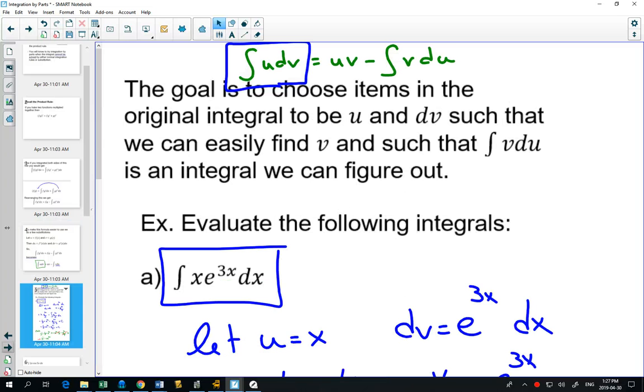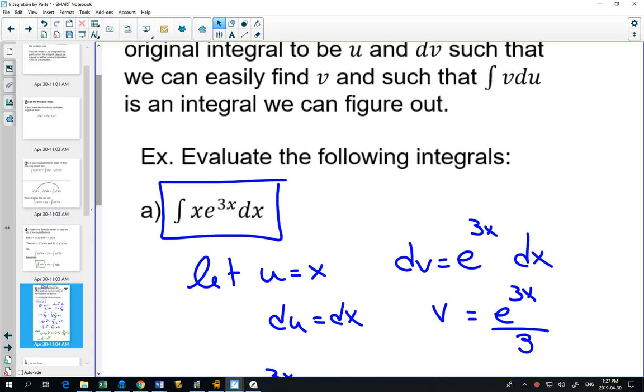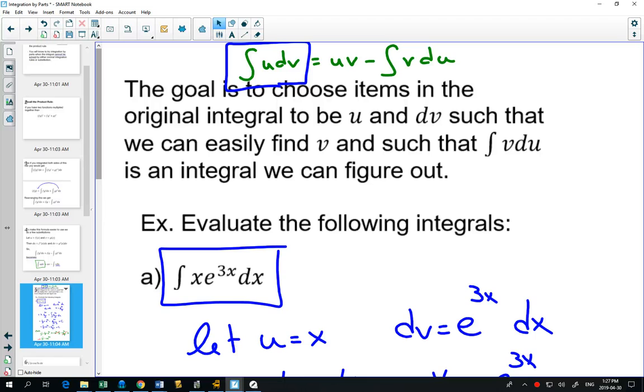Then the process is we have to make a decision what we're going to make the u and what we're going to make the dv. This may or may not work on your first try. You might choose the wrong ones. Some of the mental process that I look at when I do this is I think whatever I make u and dv, I want v and du to be something simpler.